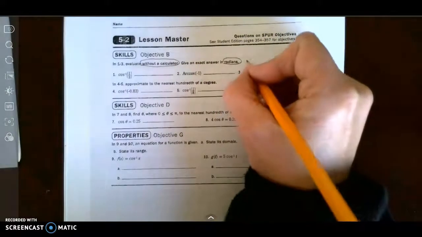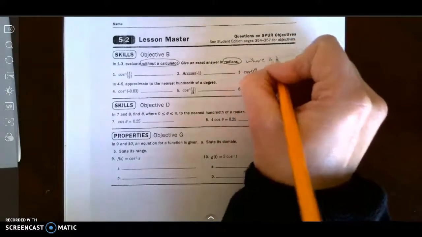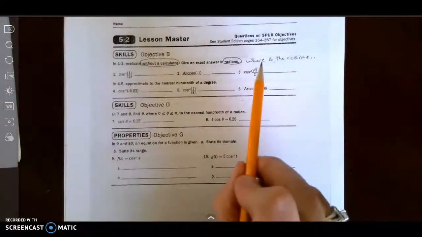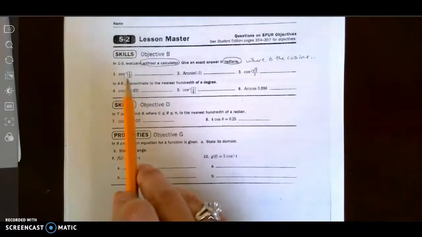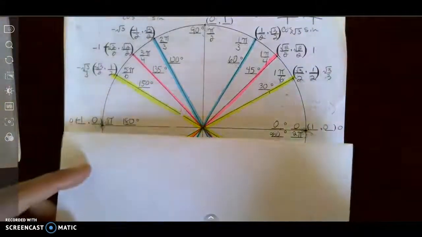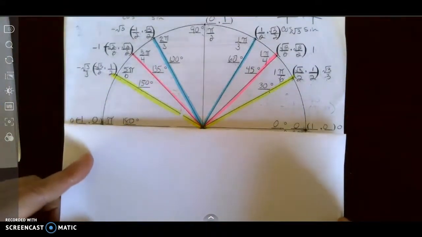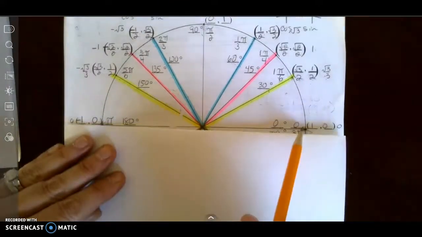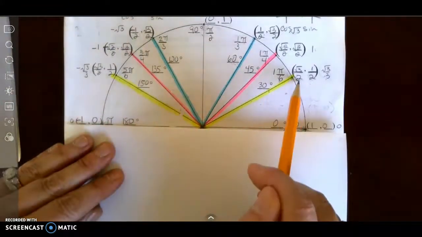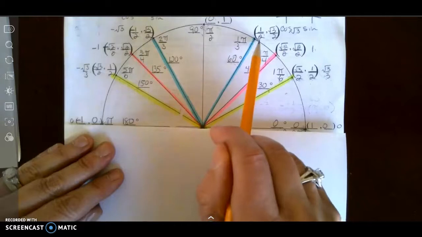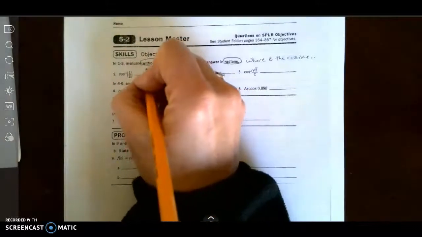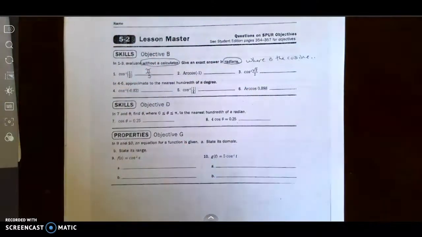So in other words, where is the cosine? That's the first part of the question. So where is the cosine 1/2? So I go to my unit circle, but because I'm doing inverses, I only want to look at the top half of the unit circle. That's the only part I'm looking at, is from 0 to pi. Where is the cosine, that's the x-coordinate, 1/2? Right there at pi over 3. So I write pi over 3.